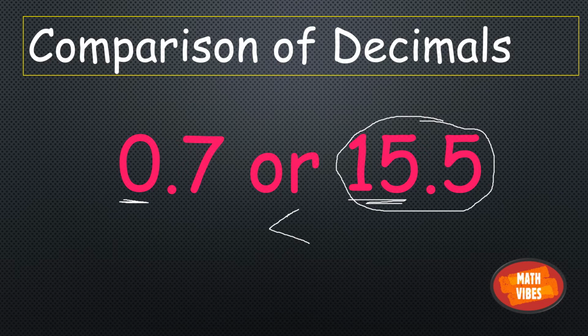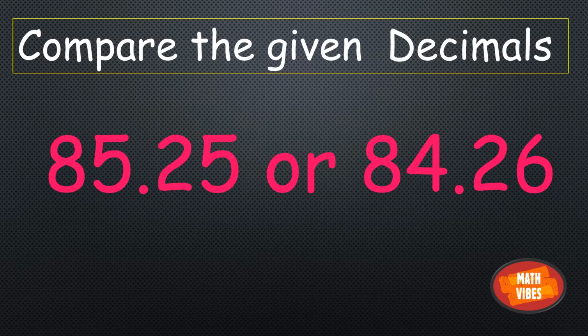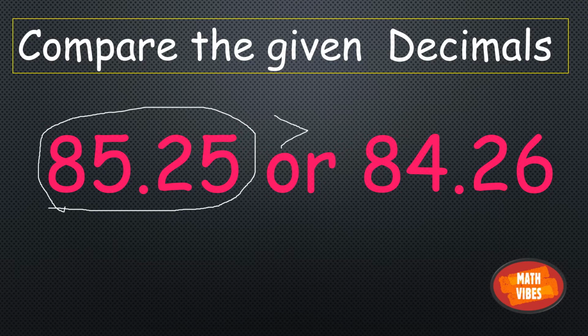Okay. Let's look at another one. Now 85.25 or 84.24. Tell me which number is bigger? First rule, compare the whole part. Here the whole part is 85 and here the whole part is 84. So can you tell me which is bigger? Yes, think on your own, and then only the concept will be clear in your mind. The whole part of 85 is greater than 84, so this number is greater than 84.26.